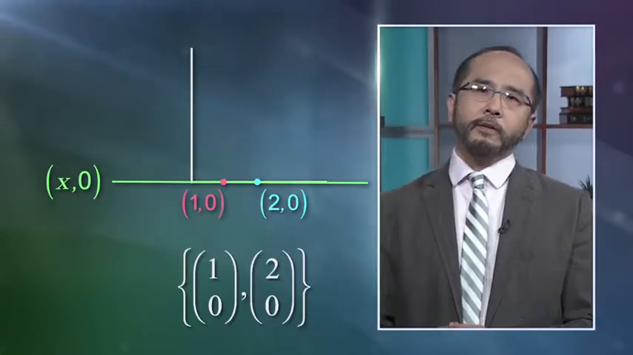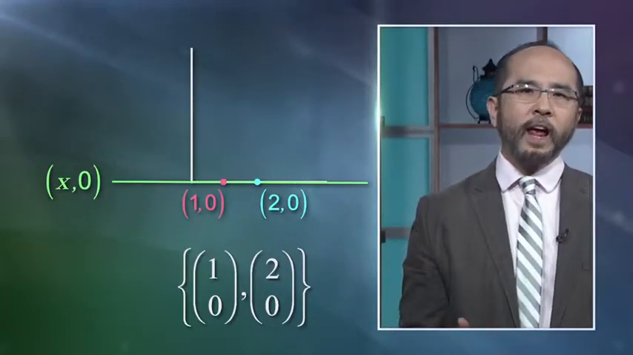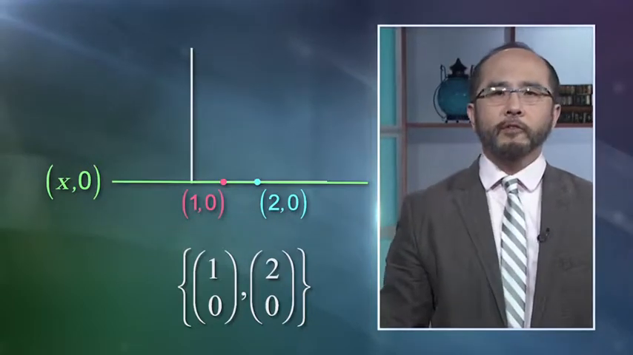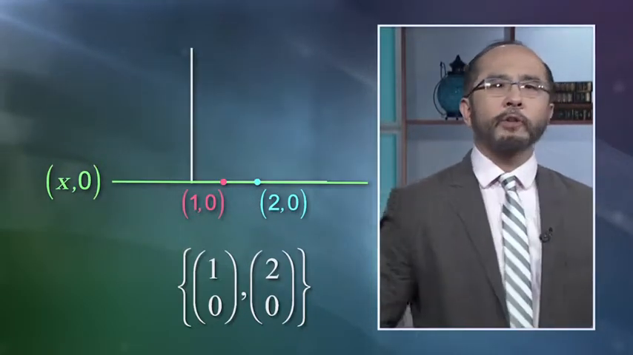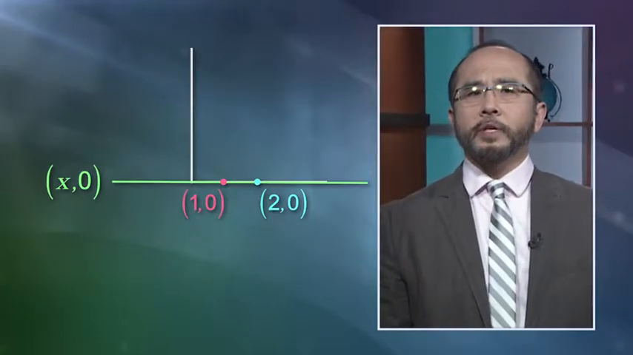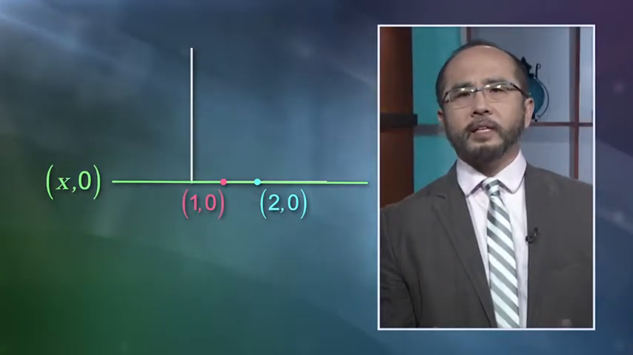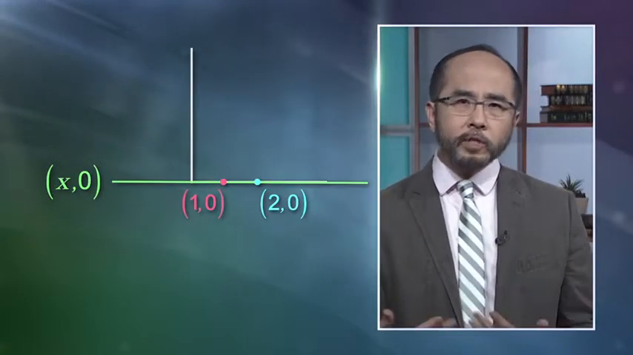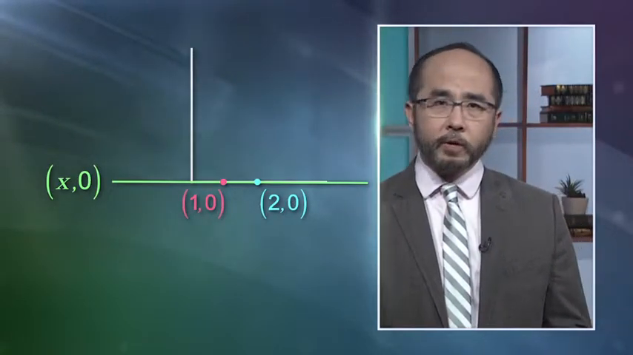On the other hand, the span of the vectors 1, 0 and 2, 0 is just a line consisting of all points of the form x, 0 for a real number x. You can see this in the case that taking linear combinations of 1, 0 and 2, 0 will only produce vectors whose second coordinate is 0.